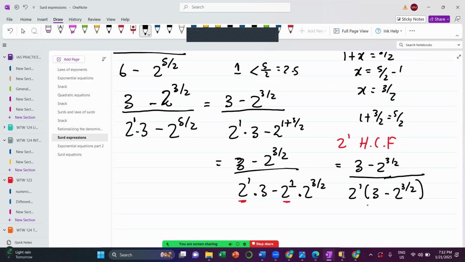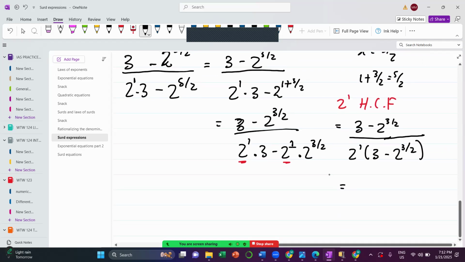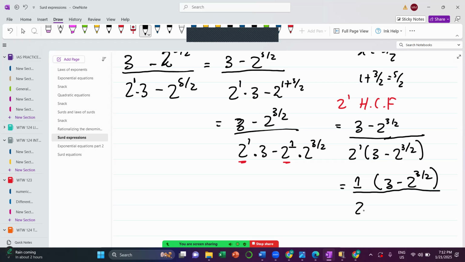All divided by. So let's continue, guys. At the top, it's 1 into 3 minus 2 to the exponent of 3 over 2, because I know that 1 multiplied by anything is just that value, right? All divided by 2 to the exponent of 1 into 3 minus 2 to the exponent of 3 over 2. Guys, do you see something?